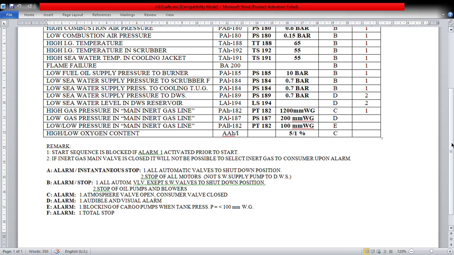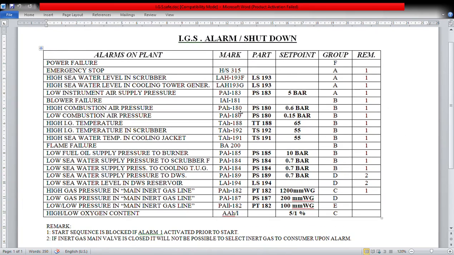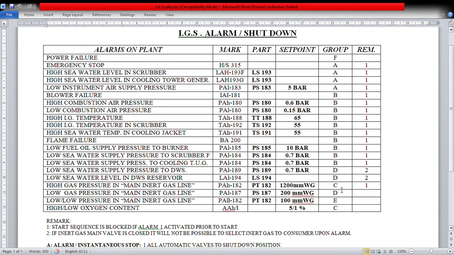So this is what I was telling you about. We have categorized all these alarms and trips in groups, and this is FAAA. I have discussed the terms related to it. Now, the first alarm that comes is power failure, that is in group F. And then we have emergency stop, which is group A.